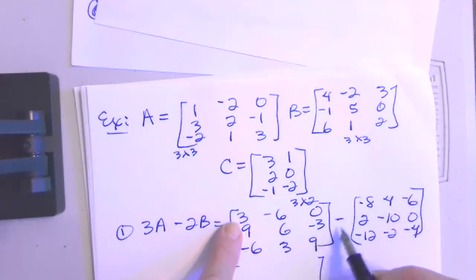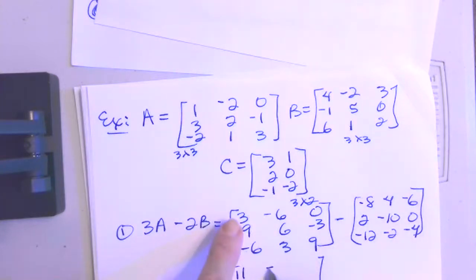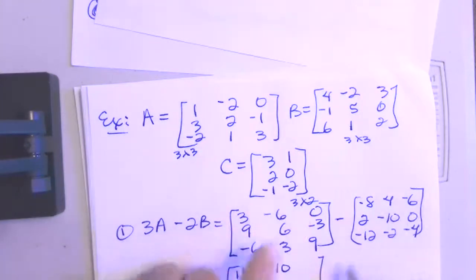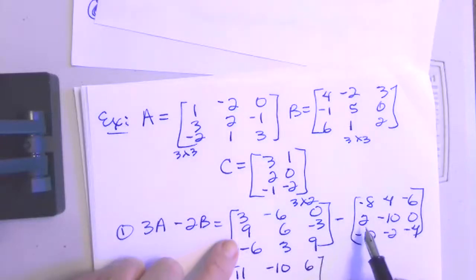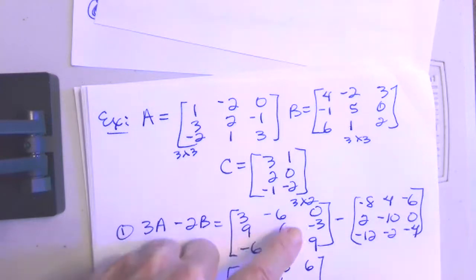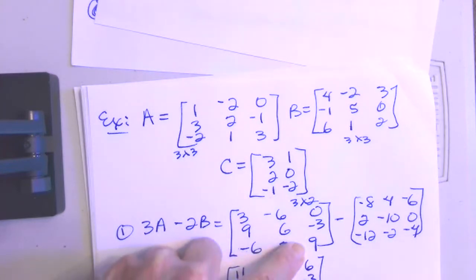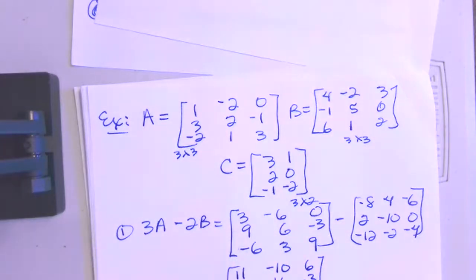So that's 3 minus a negative 8, so that's 11. 6 minus 6 minus 4, that's minus 10. 0 minus a minus 6, that's plus 6. 9 minus 2 is 7. 6 plus 10 is 16. Minus 3 minus 0 is minus 3. Minus 6 plus 12 is 6. 3 plus 2 is 5. 9 plus 4 is 13. Okay, so that's it.